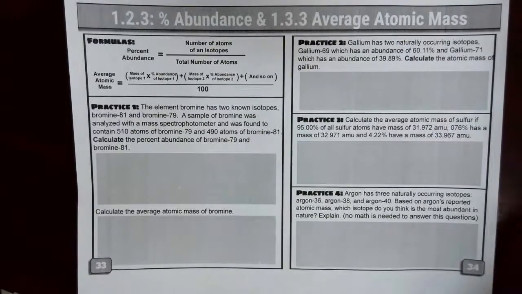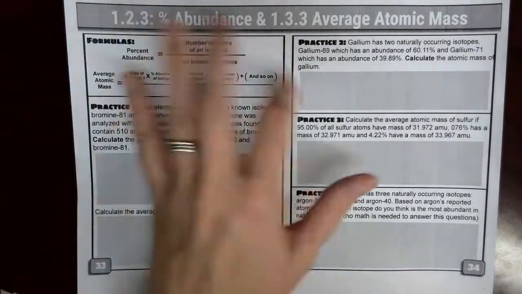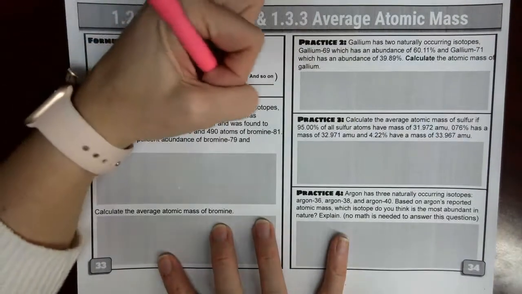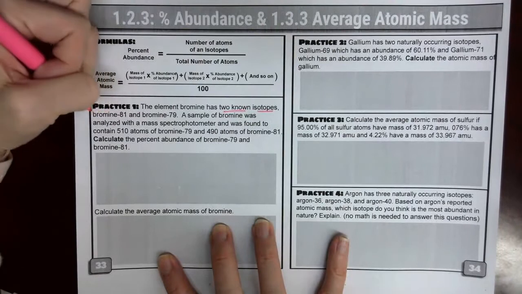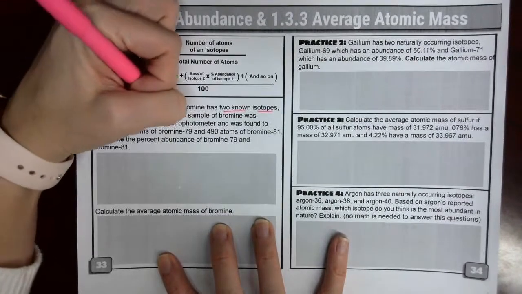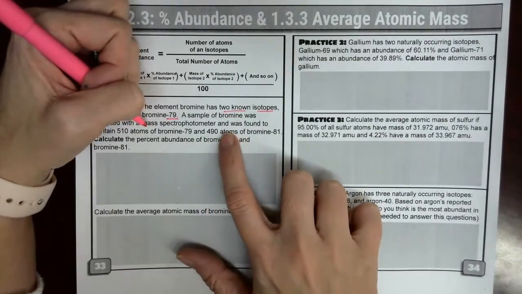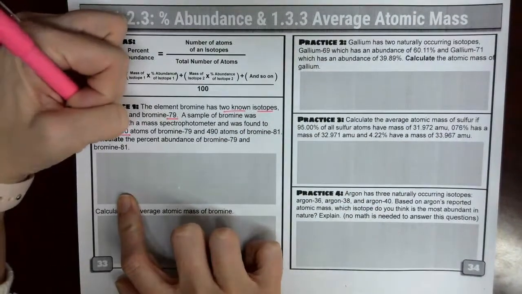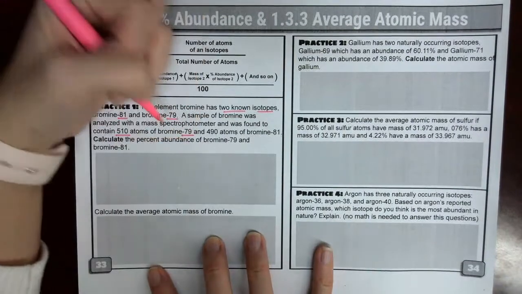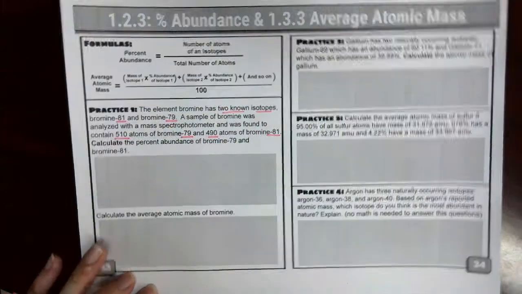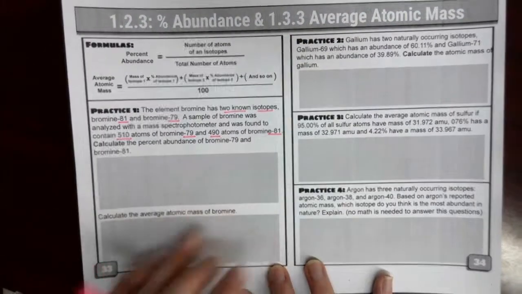Hi guys, in this video we're going to talk about how to calculate percent abundance and average atomic mass when given a story problem instead of a model to look at. So let's begin. It says an element, bromine, has two known isotopes, bromine 81 and 79. A sample of bromine was analyzed with a spectrophotometer and was found to have 510 atoms of bromine 79 and 490 of bromine 81. Calculate the percent abundance for each.